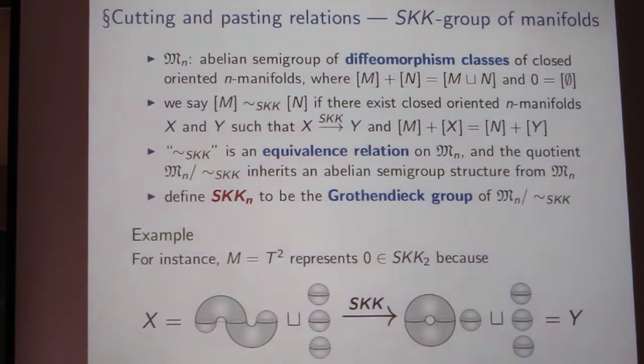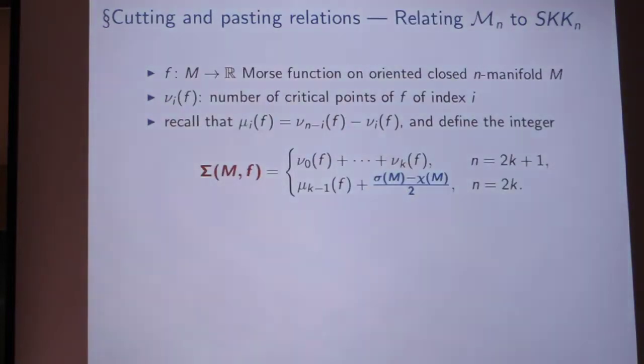Okay. So there is a relation between cutting and pasting relations and the Cobordism group of Morse functions as follows. So consider again Morse functions f and the number of critical points of index i. And we also had the notation taking the difference of numbers of critical points like this. What we do now, we define an integer as follows. Given a pair m, f, we define an integer as follows. We take either this sum when n is odd or this sum when n is even.